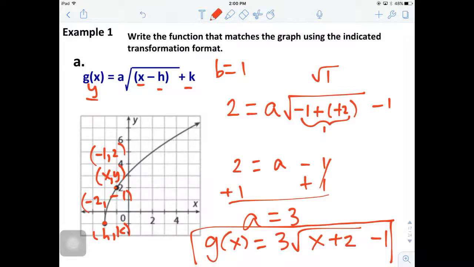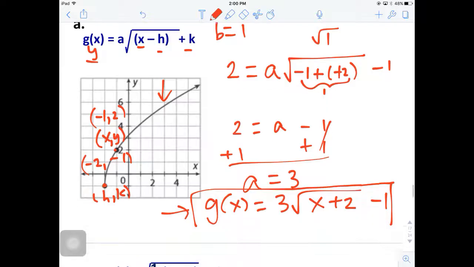Now I need you guys to go into Desmos right now, log in, and enter this equation into Desmos to make sure that it gives you this graph as a function to verify that we have found the correct equation for the graph. And that's the end of the problem.